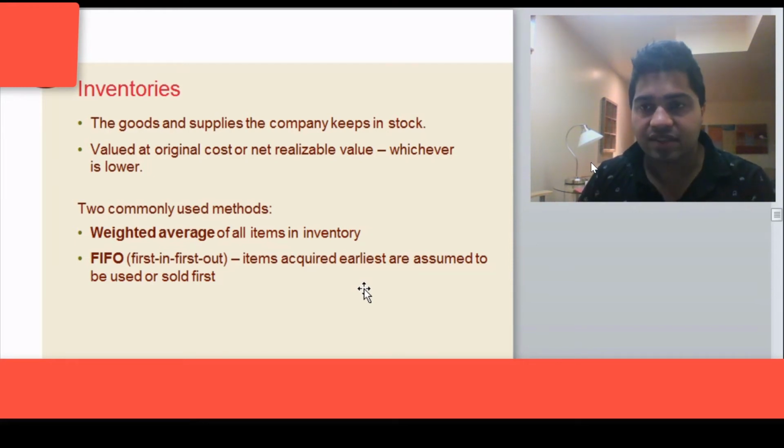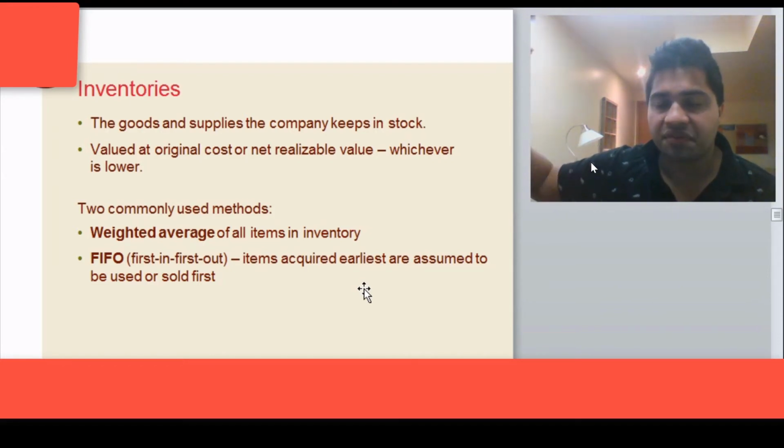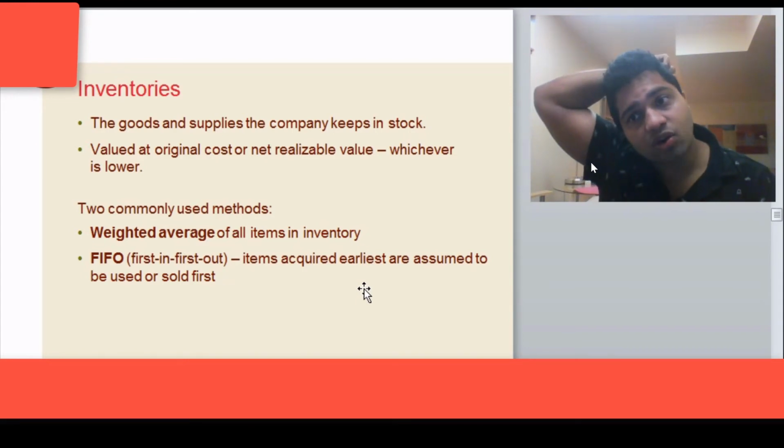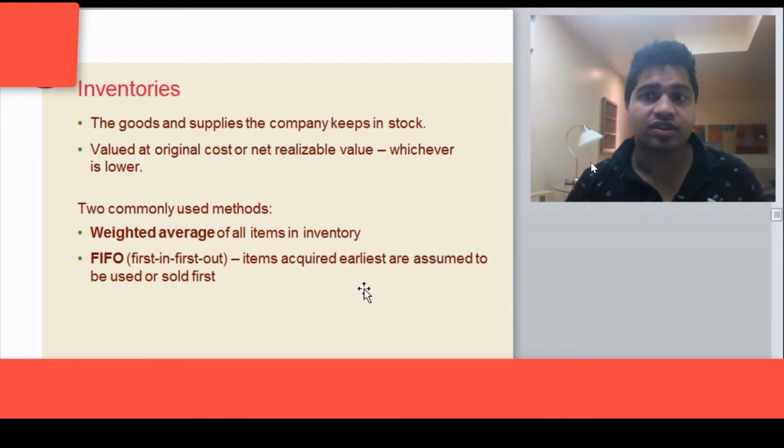In weighted average, I don't do that. In my inventory, I calculate the weighted cost. For example, I am buying at 20 and 25, so 20 plus 25 divided by 2 would be my cost, and I allocate the same cost to every sale.